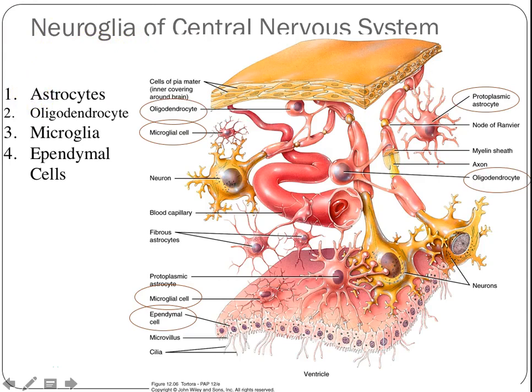So we have four different types of neuroglia. We have astrocytes, oligodendrocytes, microglia, and something called an ependymal cell. And you can kind of see them in this image.